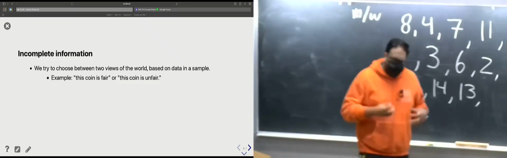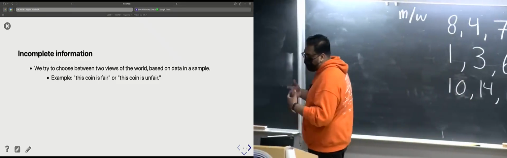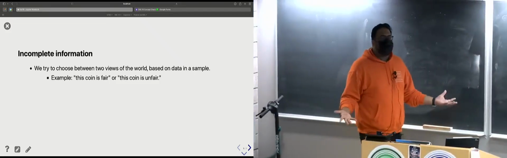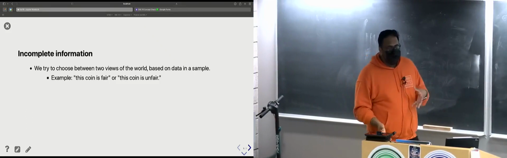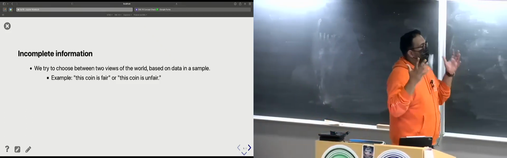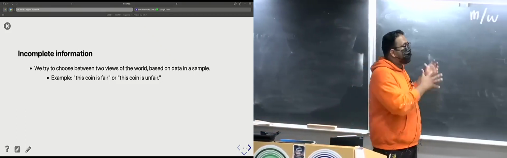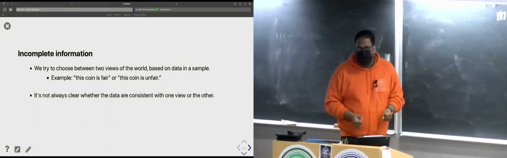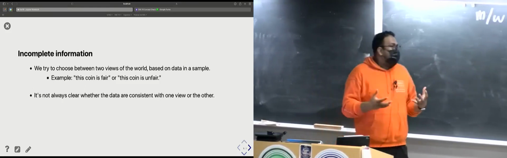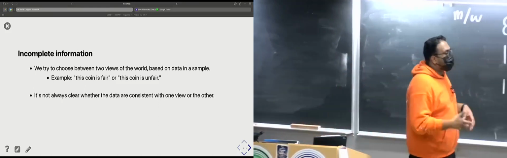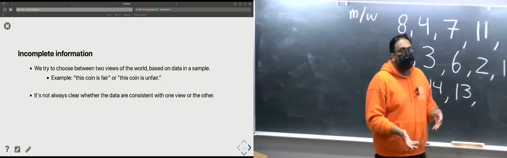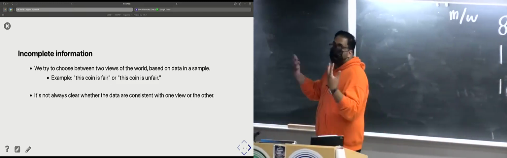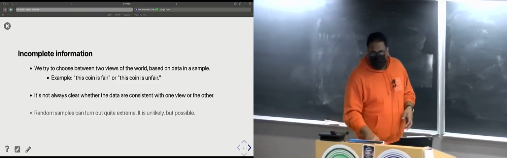Okay, so one example that we've looked at repeatedly is, I found this coin on the ground. Is it a fair coin or not? And so the two viewpoints are, the coin is fair and the coin is unfair. Okay, or that's one pair of viewpoints I could come up with. But what we're seeing is that it's not always clear whether the data in our sample is consistent with one viewpoint or the other. Right? It's not clear which viewpoint to choose based off of the data that we've collected.